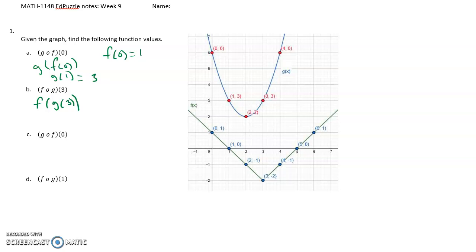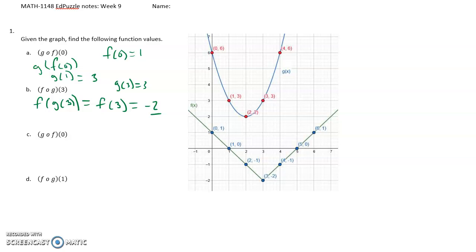So I'm going to go to g, and where is x equals 3? When x is 3, y is 3. So now I know that the g of 3 is equal to 3, I'm going to plug 3 into the function f. So I'm going to go to 3, where is that? And then here's where f is at 3 and the y value is -2. So this is -2. So the f of g of 3 is -2.